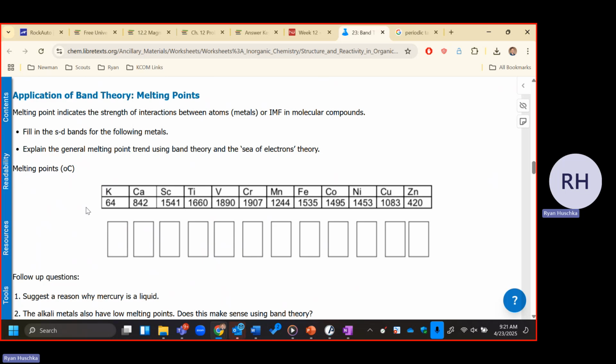The idea, though, is as you fill up bonding orbitals, what happens to your melting point? It's increasing, because you're increasing your bond order. You have more of your electrons located in those lower energy bonding orbitals, which allows a stronger bond to be formed. We'll keep it at that. And then what happens when you get to manganese? Mn. How many electrons there? 7. What's that one extra electron going into?